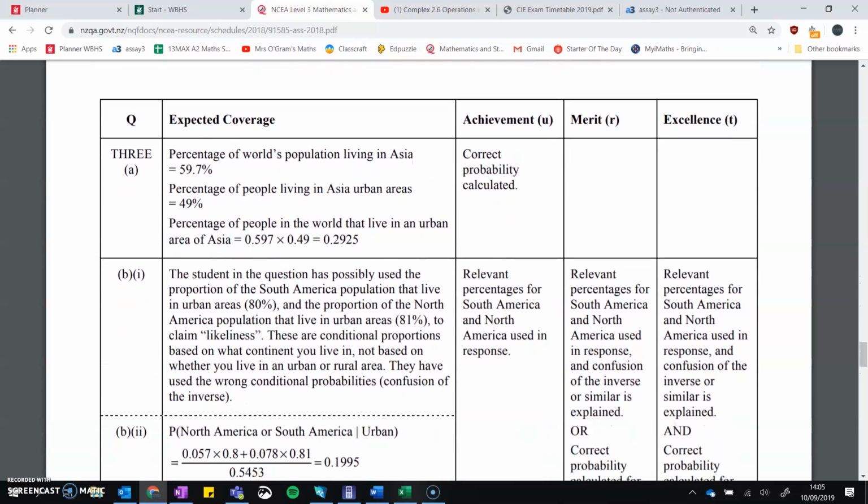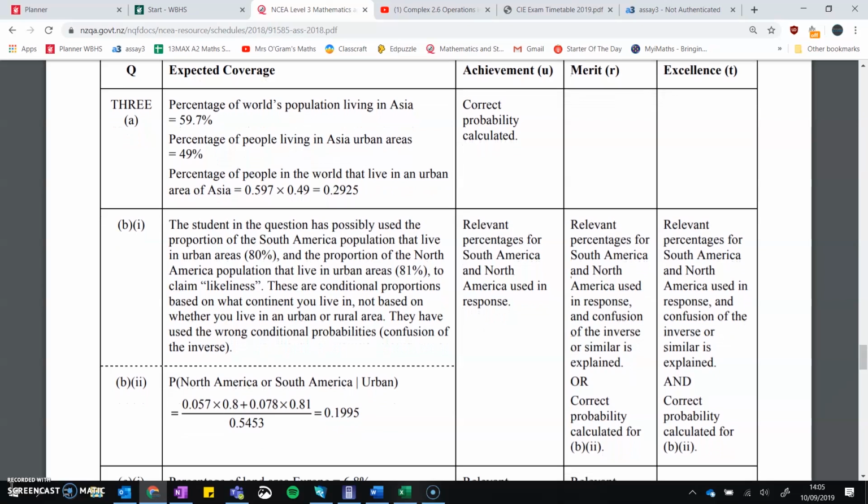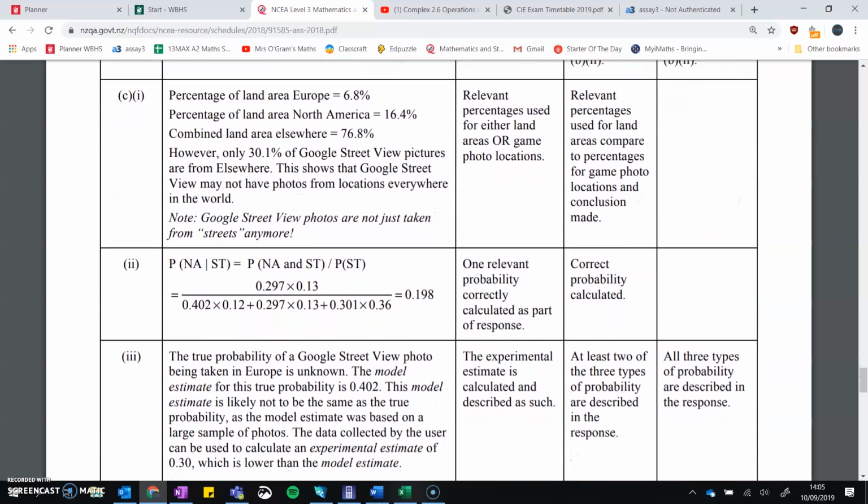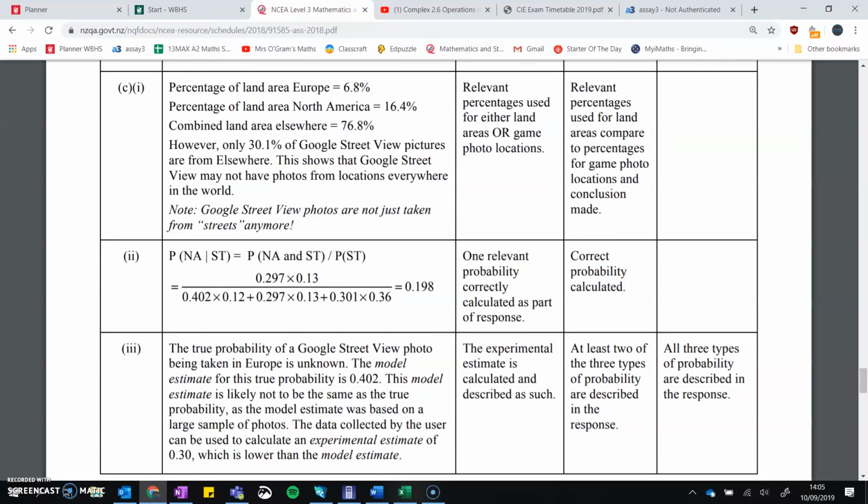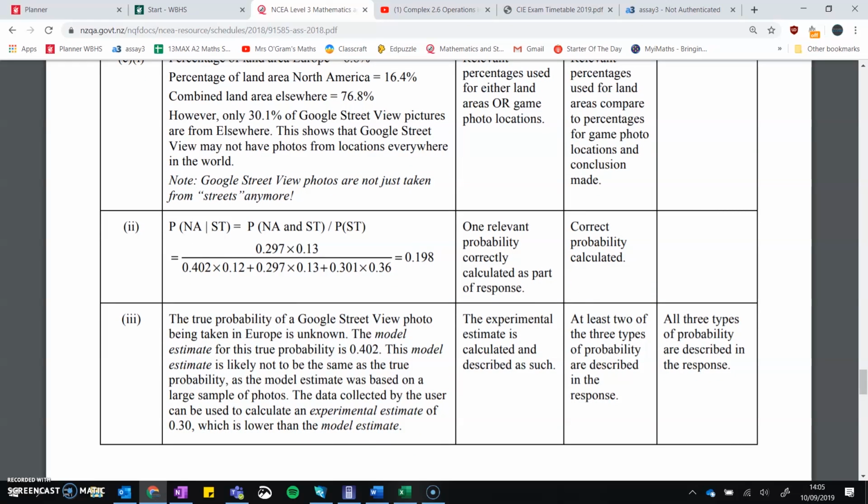And then on question 3, we've got the working out of the percentages for a U mark. We've got a possible excellence on part B, I, and II with those comparisons of the idea of conditional probability. Part C, here's those calculations on the comparison of Europe and North America. Part 2, all of these parts here worth up to merit or excellence.